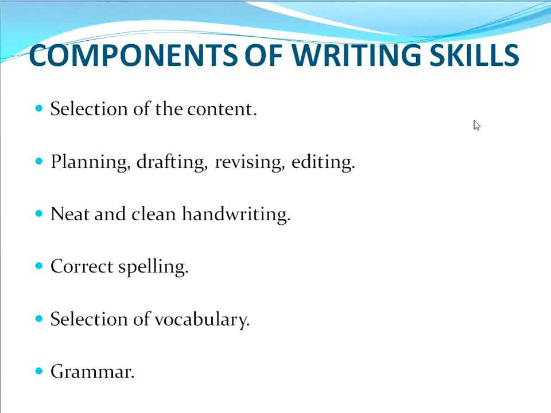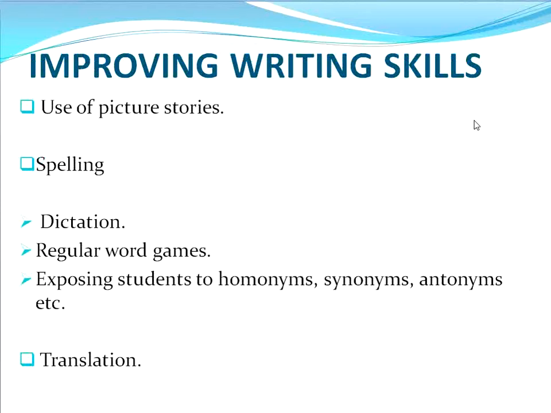So all these components are the writing skills. What are the components? Number one, selection of the content. Number two, planning, drafting, revising, editing. Number three, neat and clean handwriting. Number four, correct spelling. Number five, selection of vocabulary. And the last one, grammar. Now we will discuss improving writing skills. What are the points? Just have a look. The first point is what?